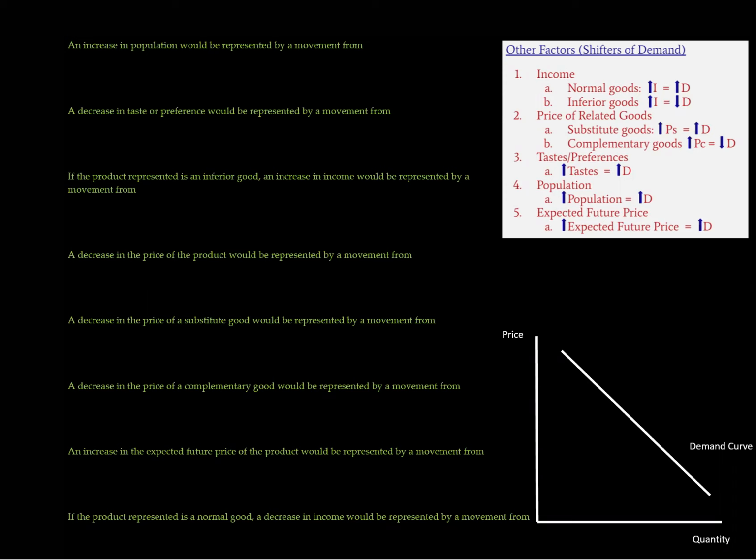This is a video explaining how to use the shifter list for demand. Remember, the demand curve tells us how buyers behave. What we want to do with supply and demand curves is understand how buyers and sellers interact in markets when they're buying and selling from one another, and how they influence the price.